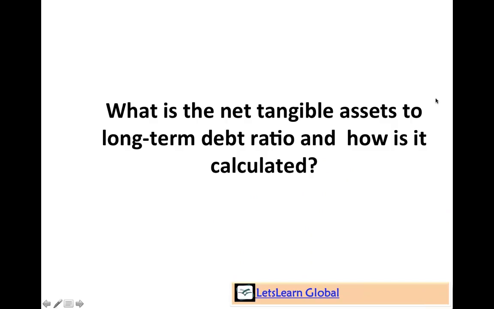Okay, so here, net tangible asset to long term debt ratio. You will take only the tangible assets minus total liabilities, current liabilities and long term liabilities, and express in terms of long term debt. Means how tangible assets are purchased from long term debt.